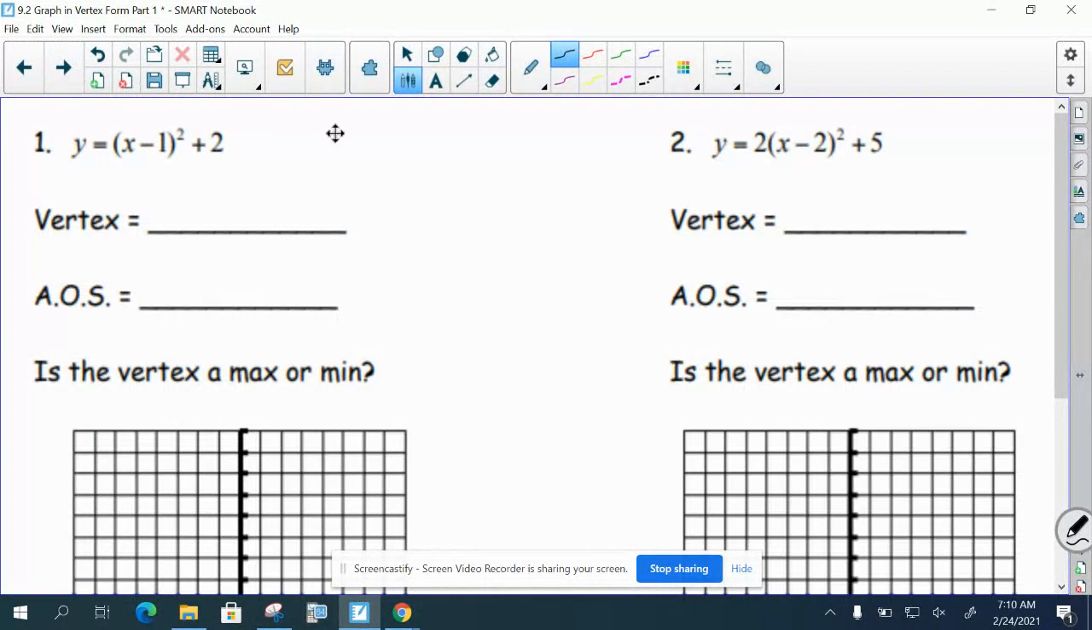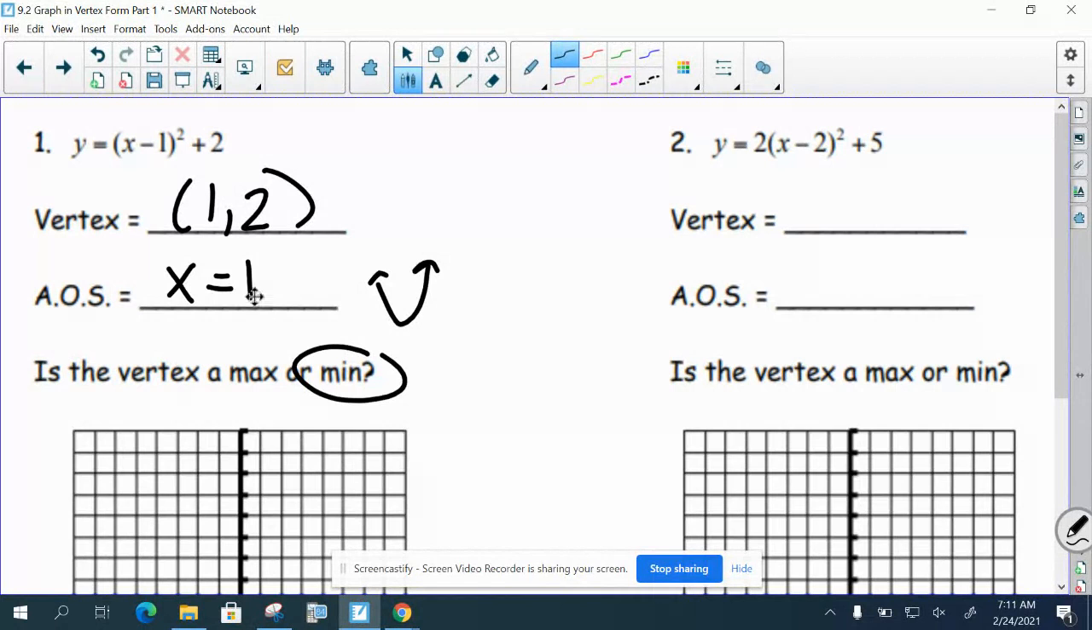All right, so for number 1, it says y equals (x minus 1) squared plus 2. So we would first want to figure out the vertex. So the vertex will be (1, 2), which means the axis of symmetry will be x equals 1. Since this parabola is positive in front, then it's going to be opening up, which means that the vertex is going to be a min.